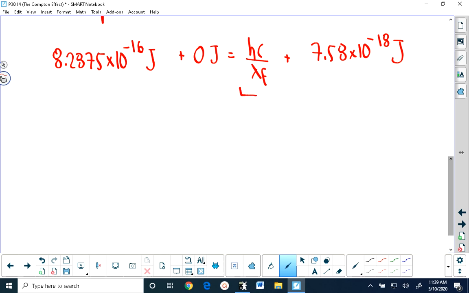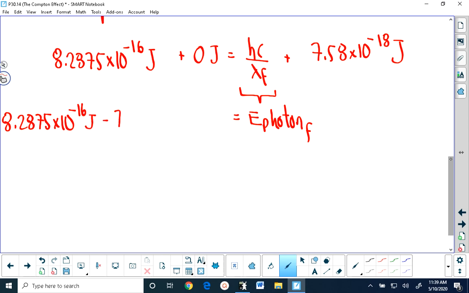This should be starting to make sense to you, because if I knew the energy of the photon afterwards, then I could use it to find the wavelength of the photon afterwards. Well, it should make sense that if you took the energy that the photon had to begin with and subtracted the amount of energy that the electron had afterwards, which is the energy the electron got from the photon, you're going to be left with the photon's energy afterwards.